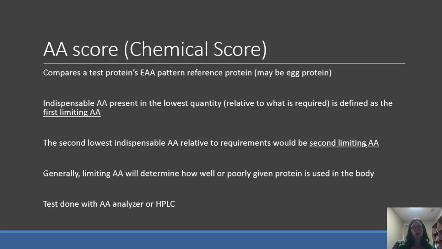Okay, and when we look at the outcomes of the different scores for these methods, we see that supplementation of limiting amino acids or combining proteins with different limiting amino acids could increase protein quality. Makes sense.